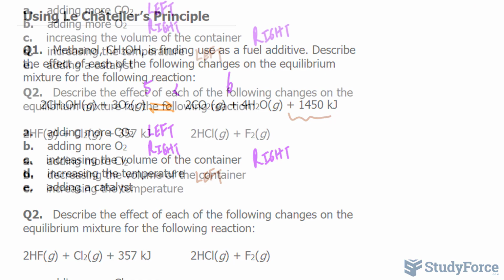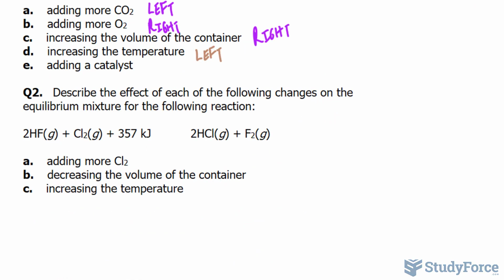Let's move on to question number 2. Describe the effect of each of the following changes on equilibrium mixture for the following reaction. Once again, we're missing the backwards and forward arrow. Adding more chlorine. If we add more chlorine, it will shift to the right. So the equilibrium will shift in the direction of the products.